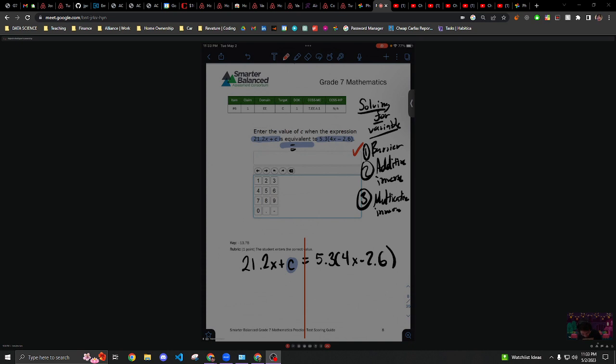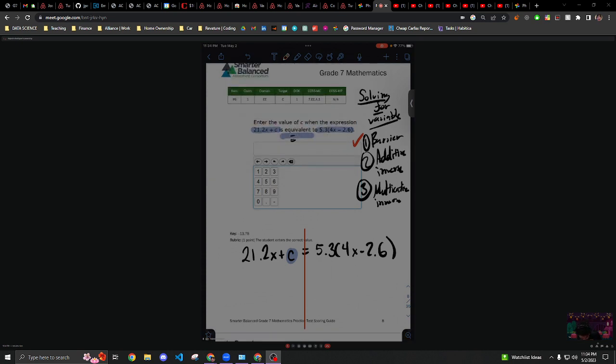What happens when we have a number next to parentheses? What operation do we do? Do we do addition, multiplication, subtraction, division? Hopefully you said you multiply, and if you did say that, you are correct. You're going to multiply 5.3 times 4x.